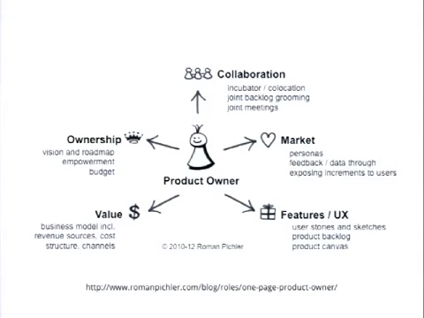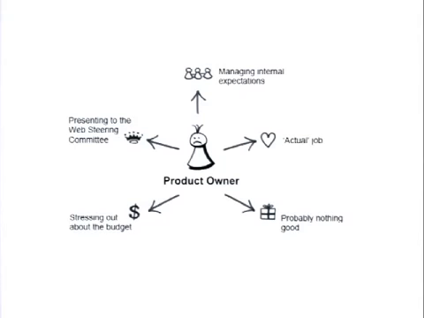But the reality of it is, a lot of times your product owner can end up looking like this. I mean, in some cases, it's just not a job they wanted. They didn't want to get involved in the project. They didn't want the hassle. They're managing internal expectations. They've got committees. They've probably also got 10 other jobs. And meanwhile, they're just stressing out about the budget and constant surprises and just being bombarded with requests from you.